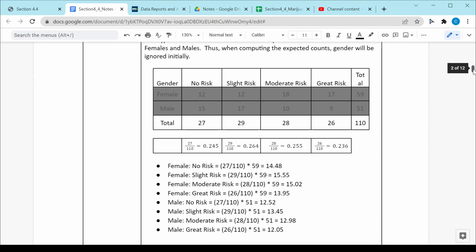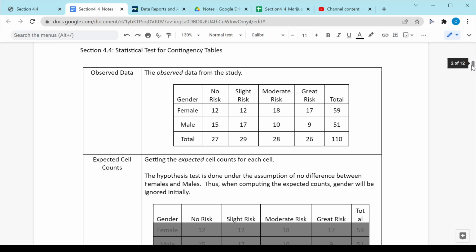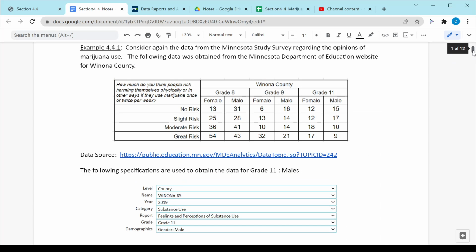So these two sets of numbers are too close to one another. Okay, where were they originally here? Those two patterns, the 12, 12, 18, 17 and the 15, 17, 10, 9, are statistically just too close to one another.